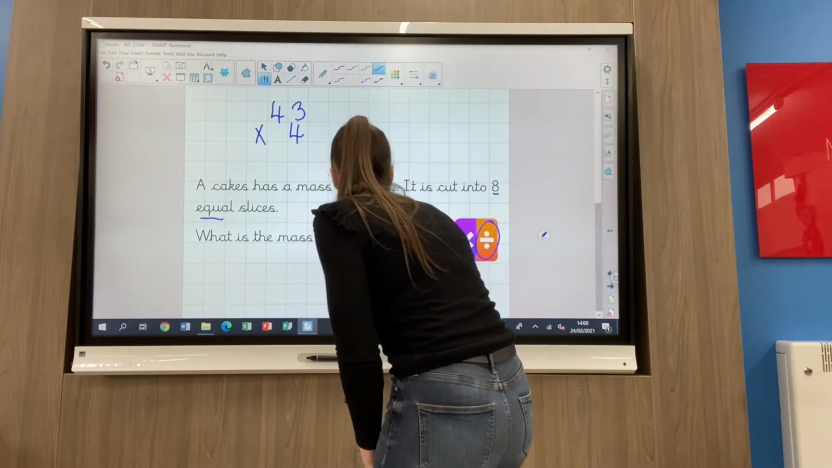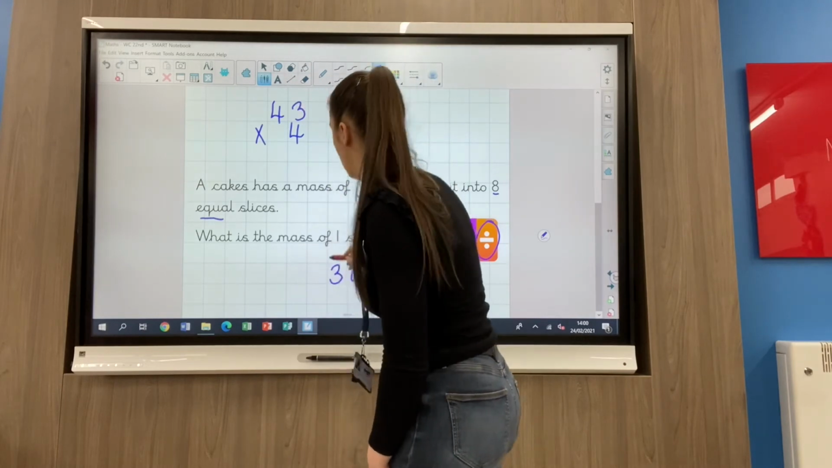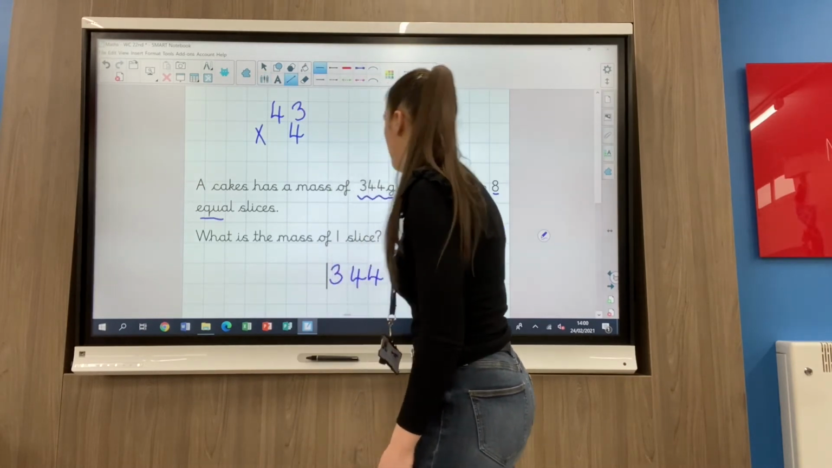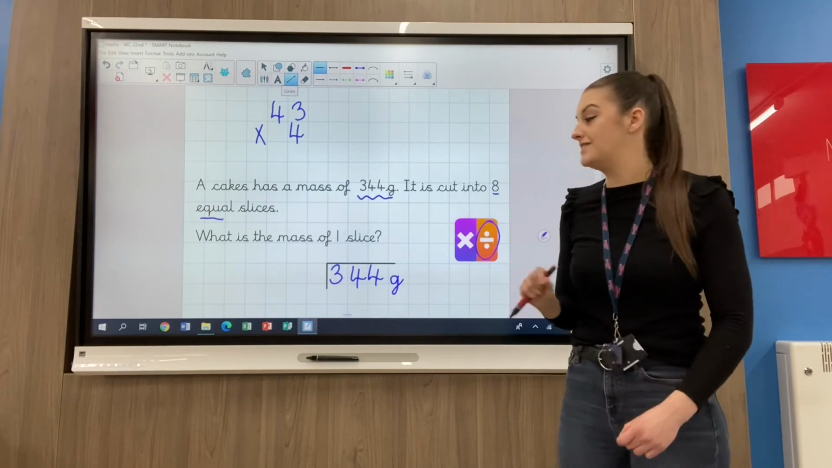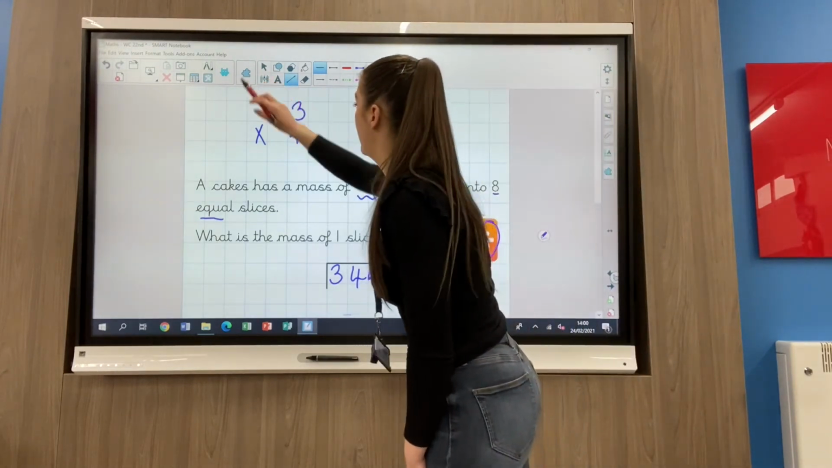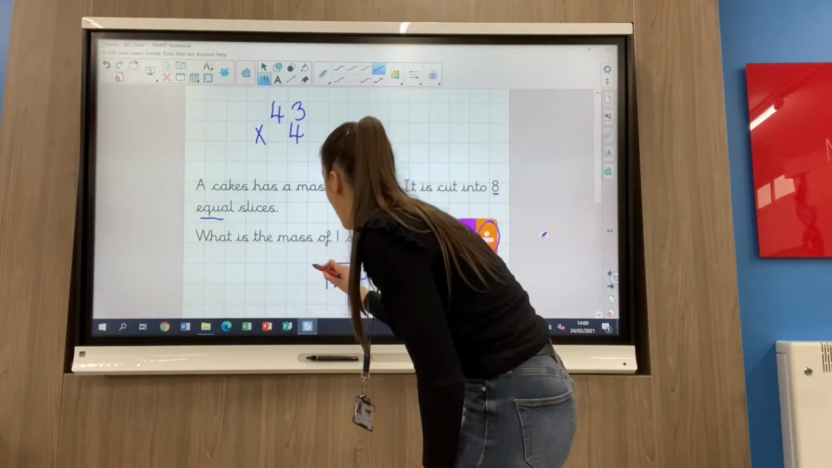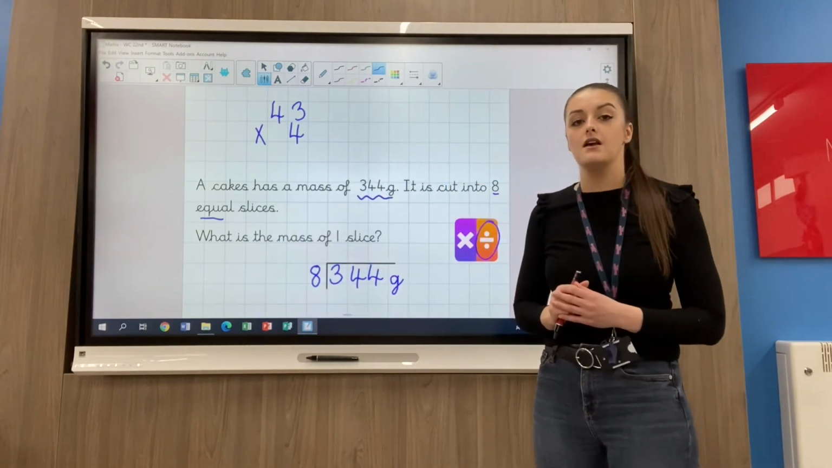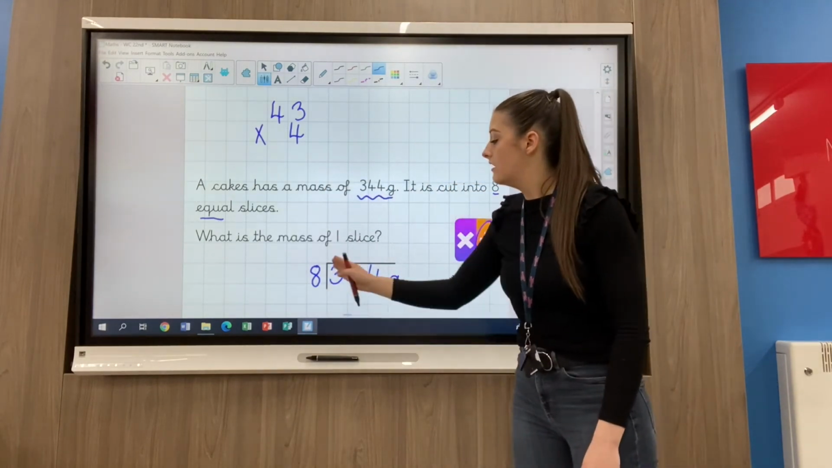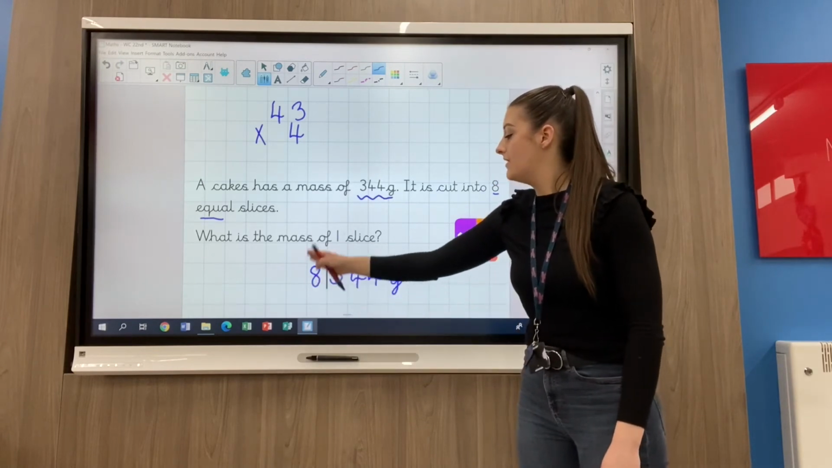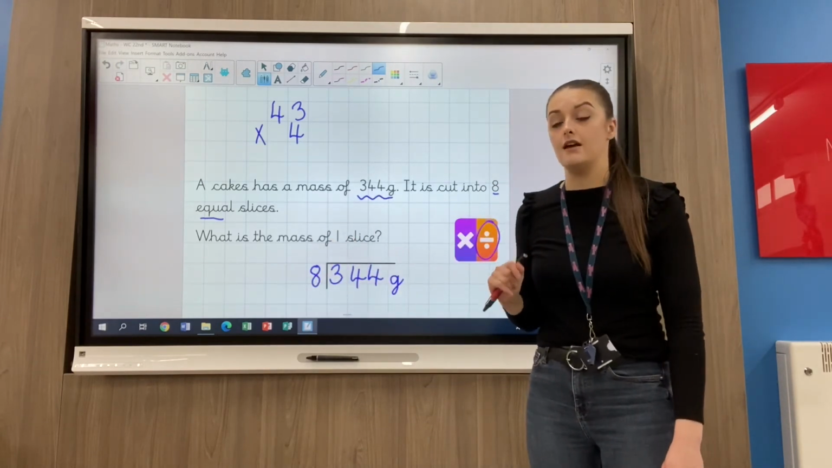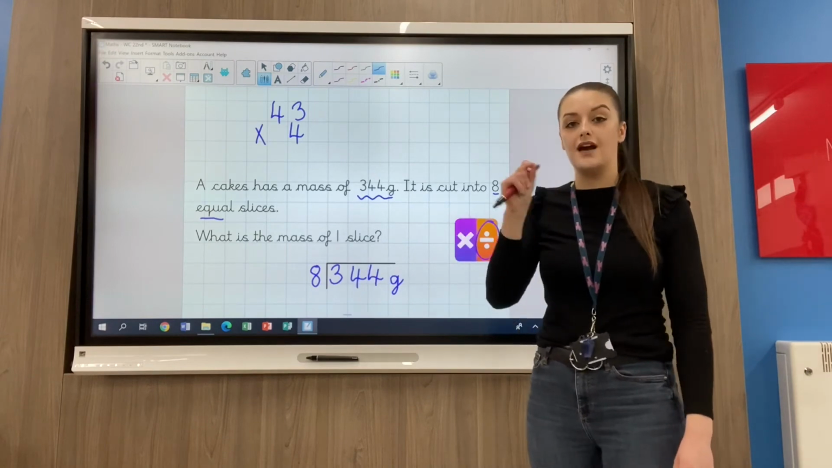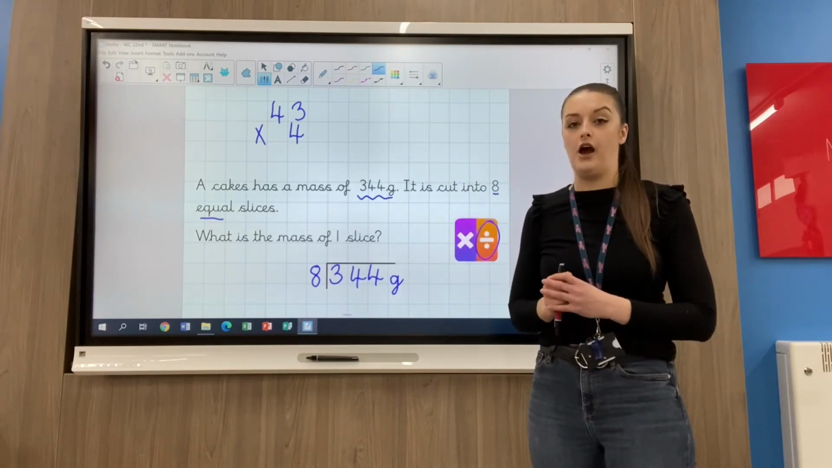344 grams. And we need to get our bus stop out because I can't work that one out in my head. That's too big of a division to do. And I'm dividing it by my 8. Okay, so I'm going to cut it into 8 equal slices. And you can use that written method. We start from the beginning. How many 8s can you fit in your first digit? And then carry on and make sure you're carrying any numbers you have left over.